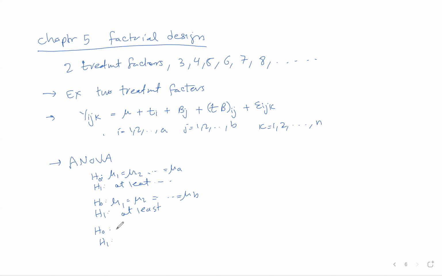The third one, you can write it down as no interaction versus there is interaction. Or you can write it down as tau beta ij equals 0 for all i and j, versus at least one is not 0. There are many ways to write down H0 and H1. No interaction for H0, and there is interaction for H1.